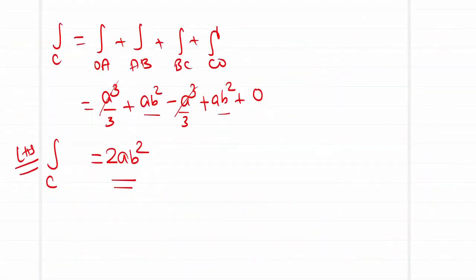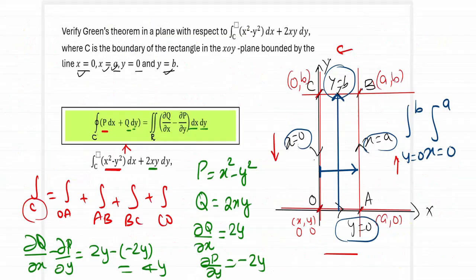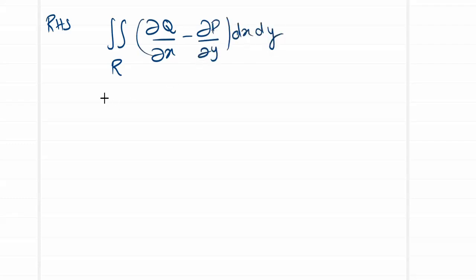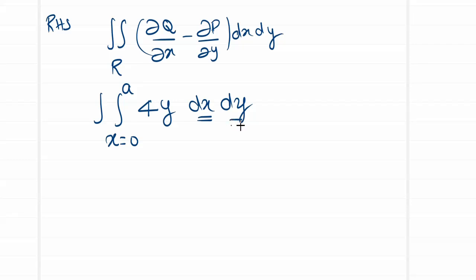So the RHS of my Green's theorem says double integral over R of ∂Q/∂x minus ∂P/∂y dx dy. So what you have is a double integral. The inside part we have evaluated to be equal to 4y dx dy. What is first for me? x. So my x varies between 0 to a. What is coming next is my y. y varies between 0 to b.